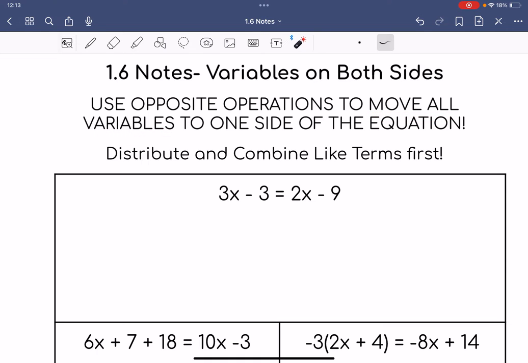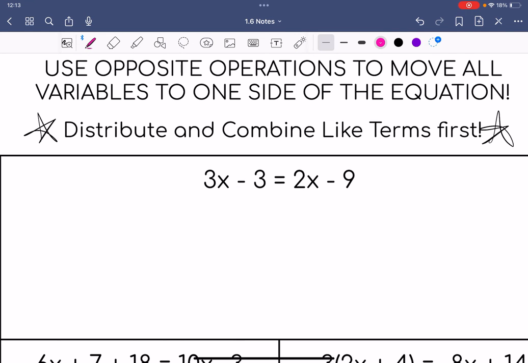So, in addition to that, if there's anything that needs to be distributed or any like terms that need to be combined, we're going to do that first. On this first problem we have here, there is no distributing and no combining like terms that needs to happen. So we are ready to go ahead and move all of our variables to one side of the equation or the other. As you are moving through these problems, you have a choice. You can choose to move your variables to the left or the right. Some people prefer to always move them to the left. Some people prefer to move them wherever it'll keep things positive. We're going to do that one. So we're going to move them wherever things will stay positive, because then we won't have to deal with a negative number at the end.